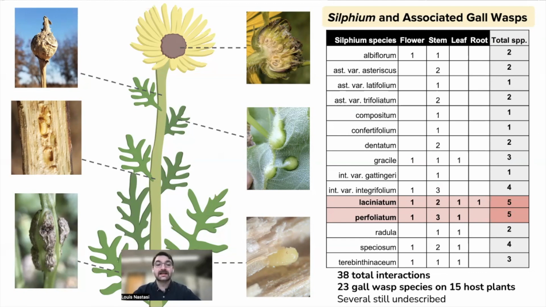And we have a tremendously diverse set of host specialists inducing these different galls across 15 different host plant species, with many still undescribed and many Silphium species remaining entirely unsurveyed. So, based on our findings showing a high degree of specialization, it seems quite appealing to use this particular unit of gall wasps to answer more directed questions about how host specialization and speciation occur.